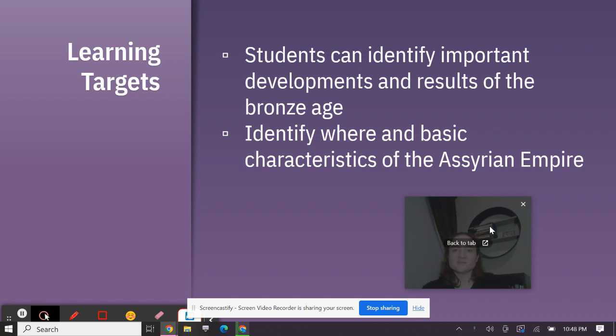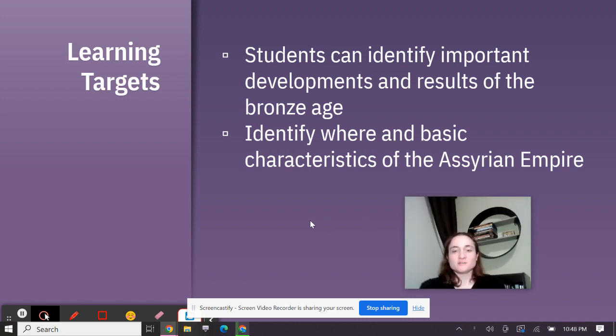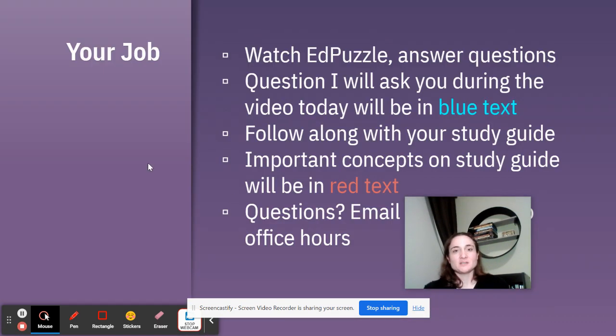So, learning targets. Students can identify important developments and results of the Bronze Age and identify where and basic characteristics of the Assyrian Empire.